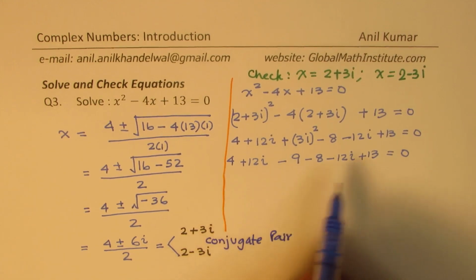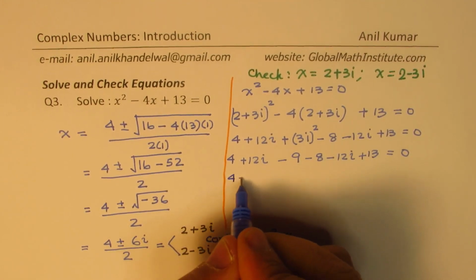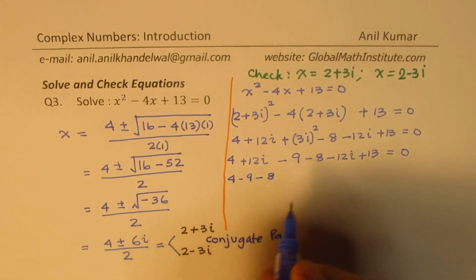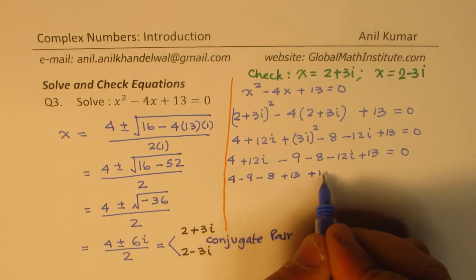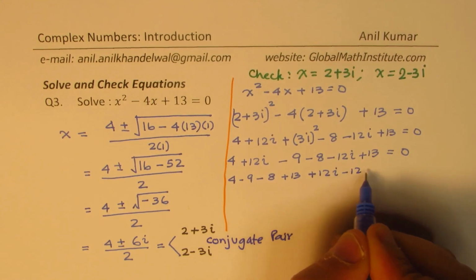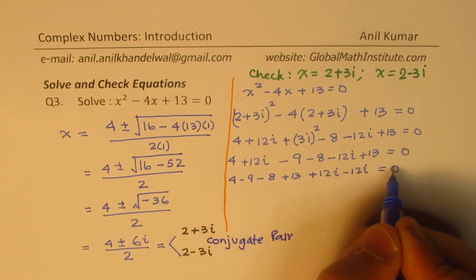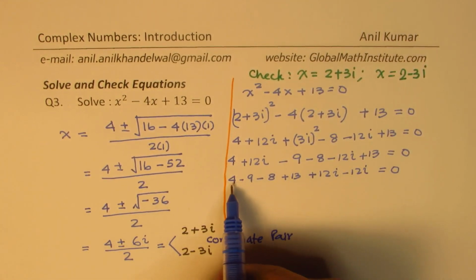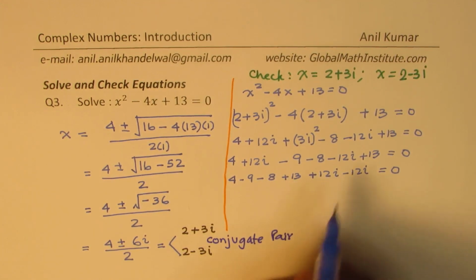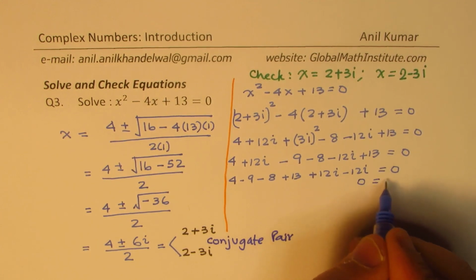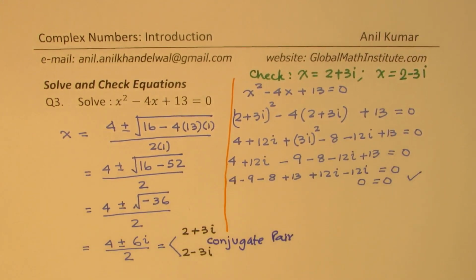Now let's bring the numbers together. We get 4 minus 9 minus 8 plus 13, and the complex parts are 12i minus 12i. We need to show that this is equal to 0. Now 4 minus 9 minus 8 plus 13 is 0, and this is also 0, so we get 0 equals 0, correct? So that is the correct check. Is that clear to you?